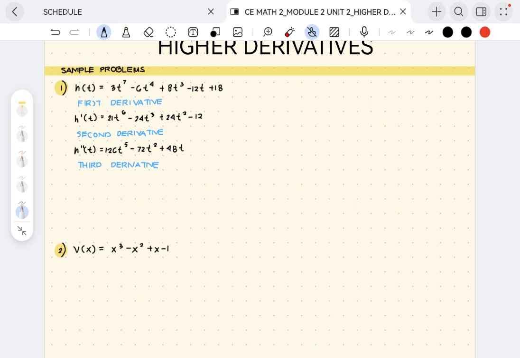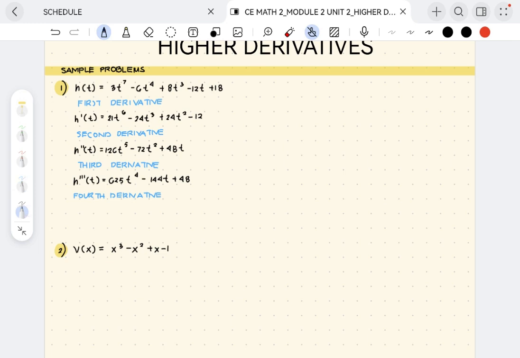For the third derivative of the given problem, we just derive again the second derivative of the problem. So here, the third derivative of 126t raised to 5 is 625t raised to 4, and the derivative of 72t squared is 144t, and 48t is simply 48.